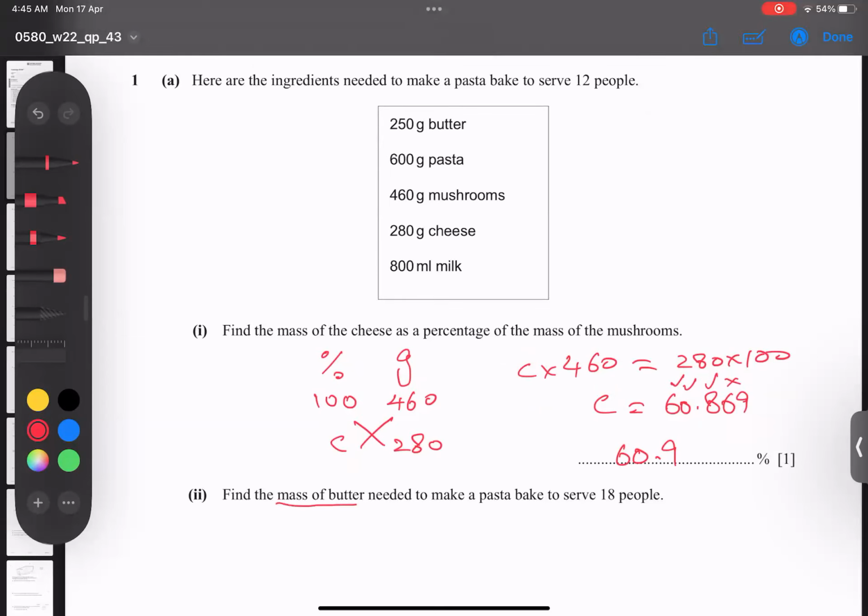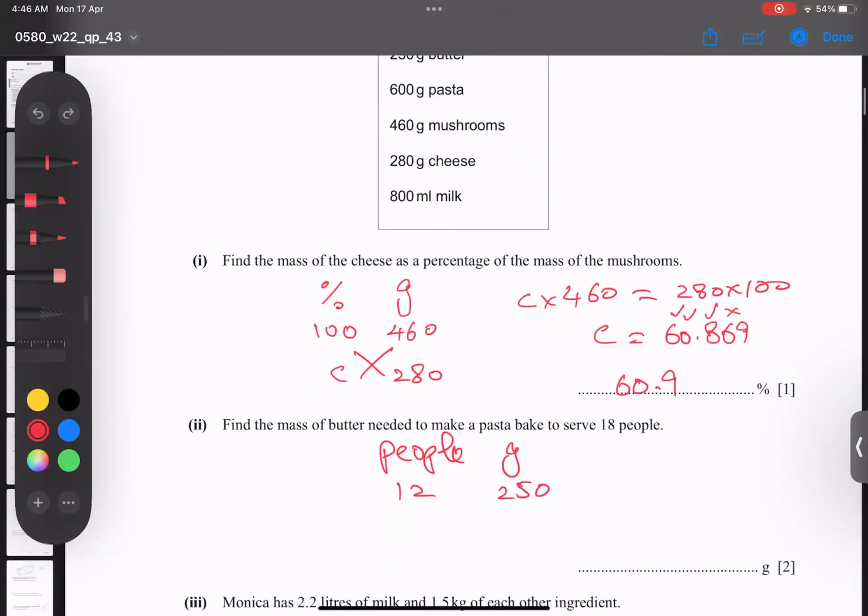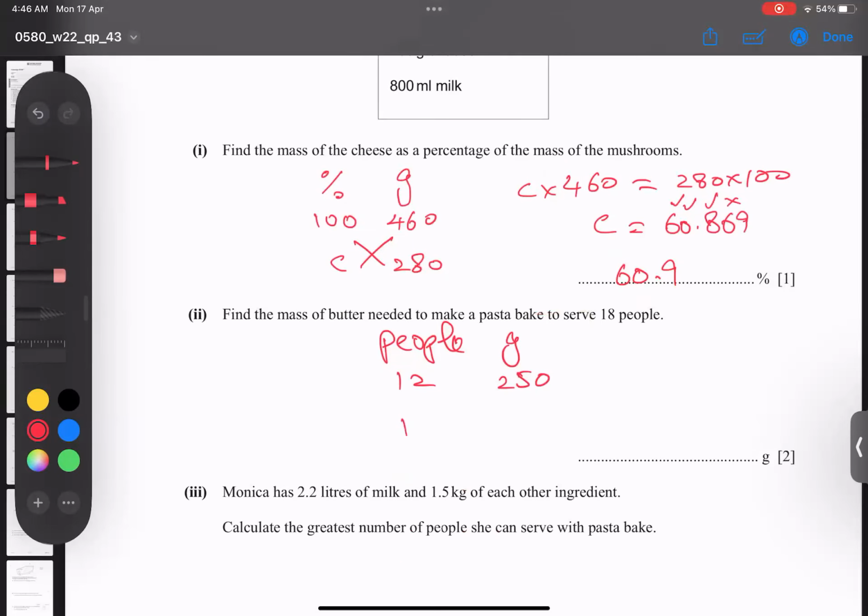Find the mass of the butter needed to make a pasta bake to serve 18 people. Now, interesting part, butter. How much butter is used for 12 people? So the titles are people and grams. 12 people, butter used is 250 grams. You can see that butter is 250 grams. So I need it for 18 people. So how much B for butter?